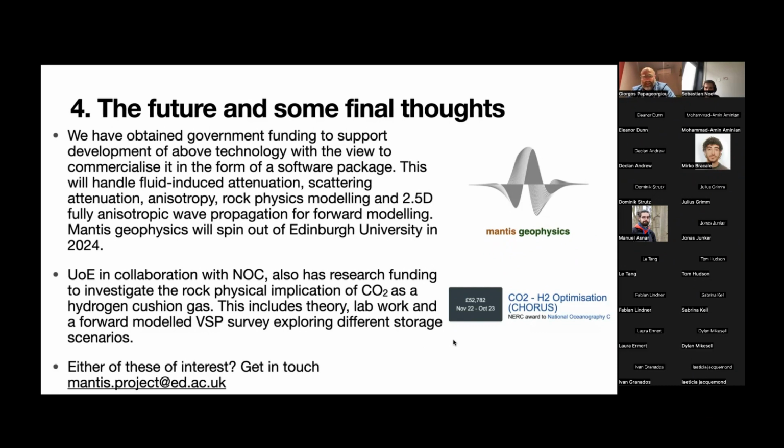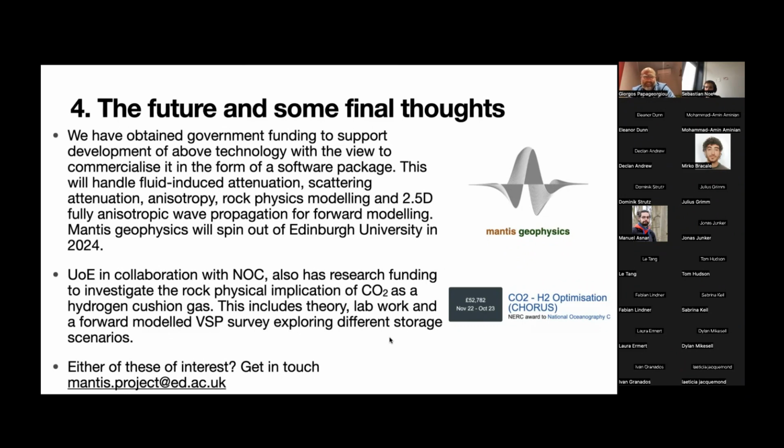Another part is this hydrogen research. This is what I call the chorus. It's a very small grant in the UK, but we have been in active collaboration with NOC. And in NOC we have some lab work being done. We're taking some more measurements. I'm actually trusting Ismail now with hydrogen, so he's probably going to start doing hydrogen experiments, and we're doing a forward model VSP.